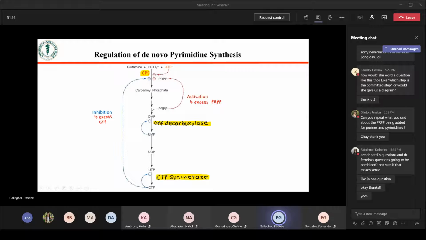Okay, so this is the same thing that we've seen before, but with pyrimidine, so this is how you would regulate it. The main thing that I would remember is that the product, CTP, can go back and inhibit CPS, which is the first step, and inhibit its own production. So this is just a regular negative feedback loop, where a lot of product builds up, it goes back and inhibits the enzyme that makes it.